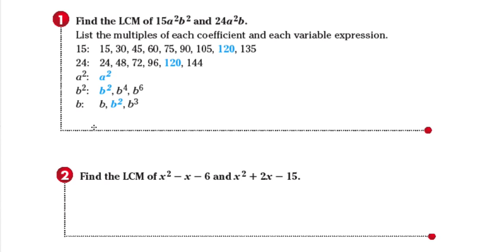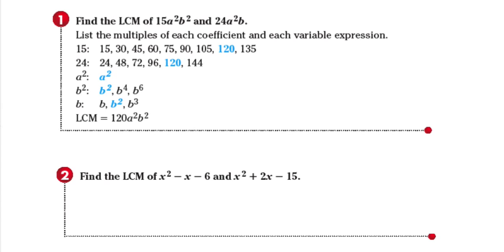Okay, so you have a squared. The only variable there, so you take a squared, and then you have b squared. Okay, b squared and b, you want to find the LCM, which is, in this case, b squared. Right here, everything in blue, we bring it down. So now we have the LCM, which is 120 a squared b squared. Okay?